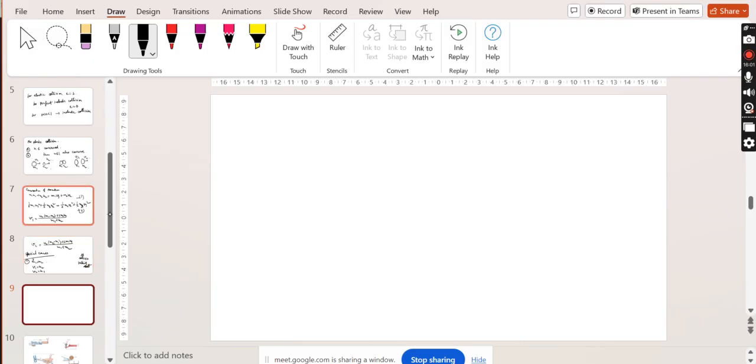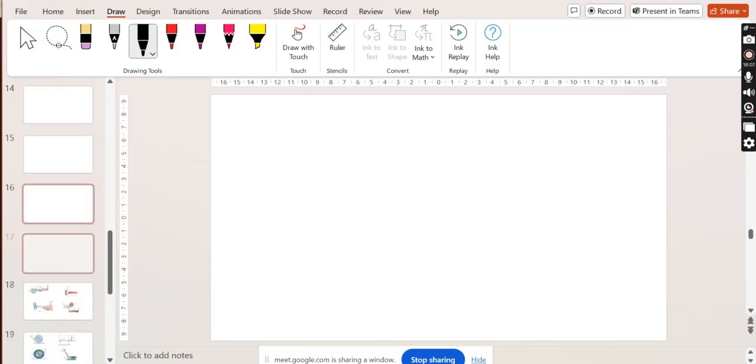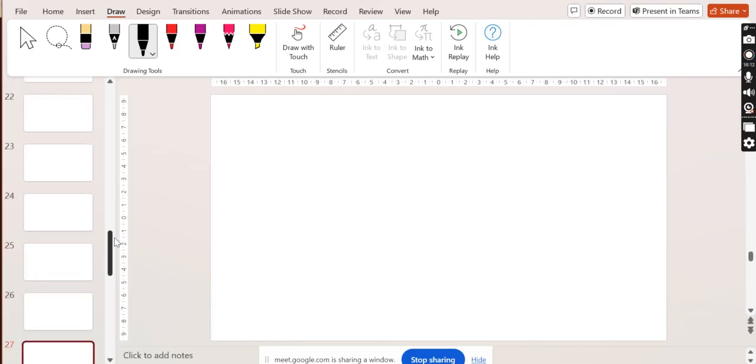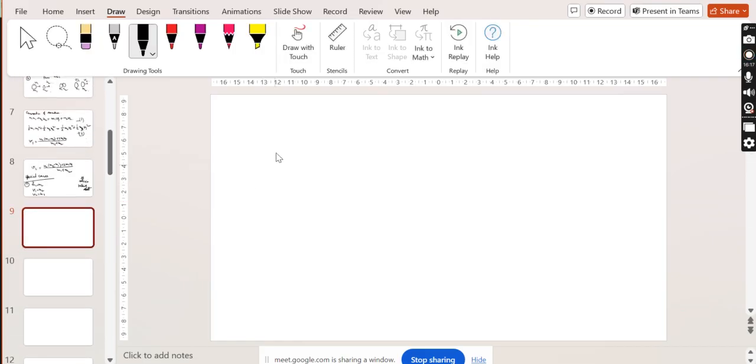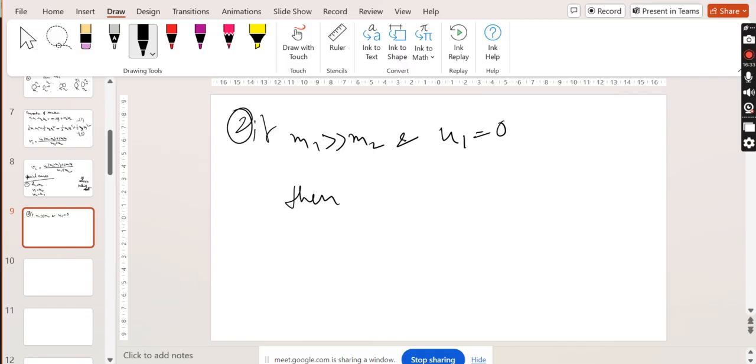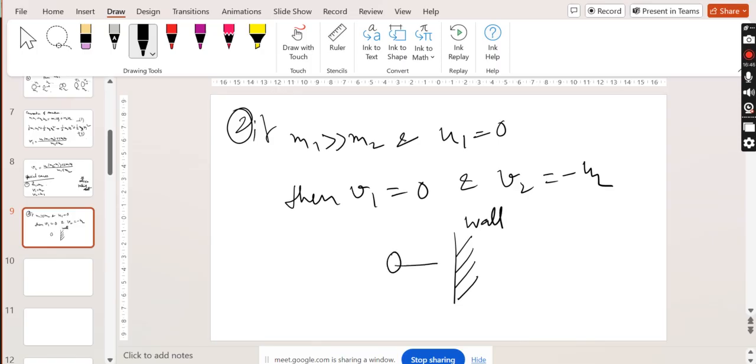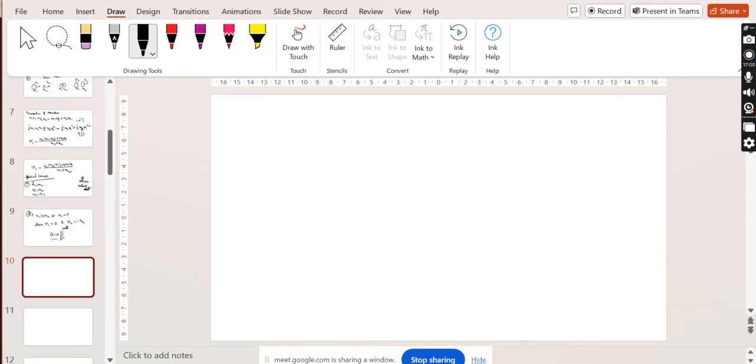And if one object is much bigger than another, say m1 is much bigger than m2, and u1 is zero, then v1 becomes 0 and v2 becomes minus u2. An example is a ball hitting a wall: it will hit and go back with the same velocity. And this is elastic.